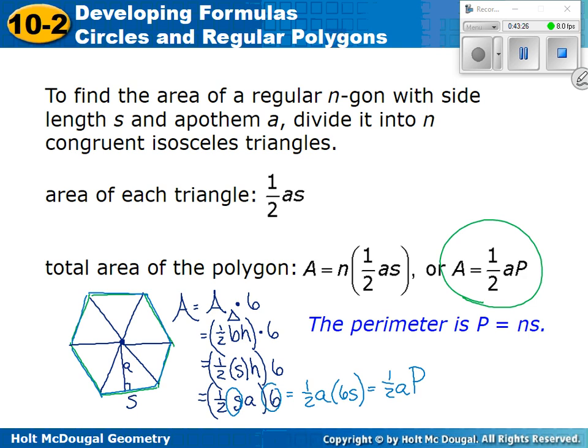Take your formula sheets and add your last formula. This is the last one. Area of a regular polygon equals A equals 1/2 little a times capital P. 1/2 apothem times perimeter. Little a times capital P. It's right here on the board. It's also in your notes if you can't read it up there where I'm at.